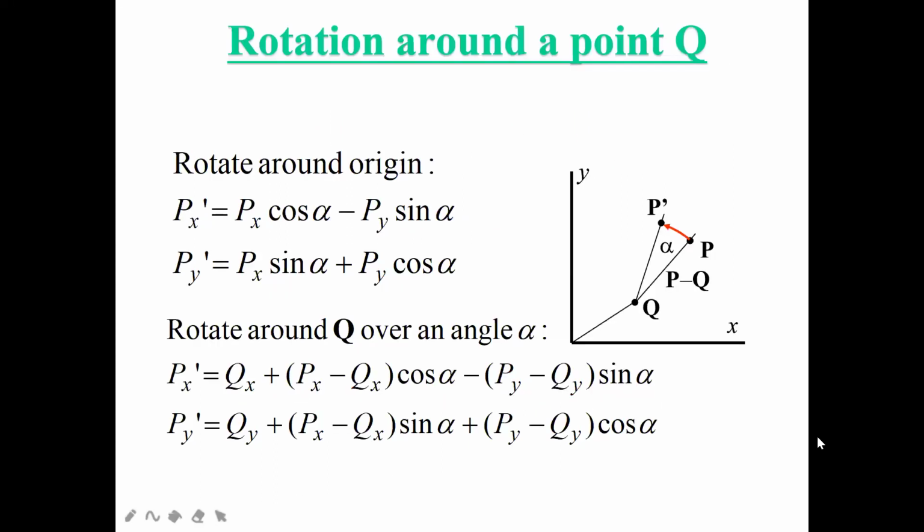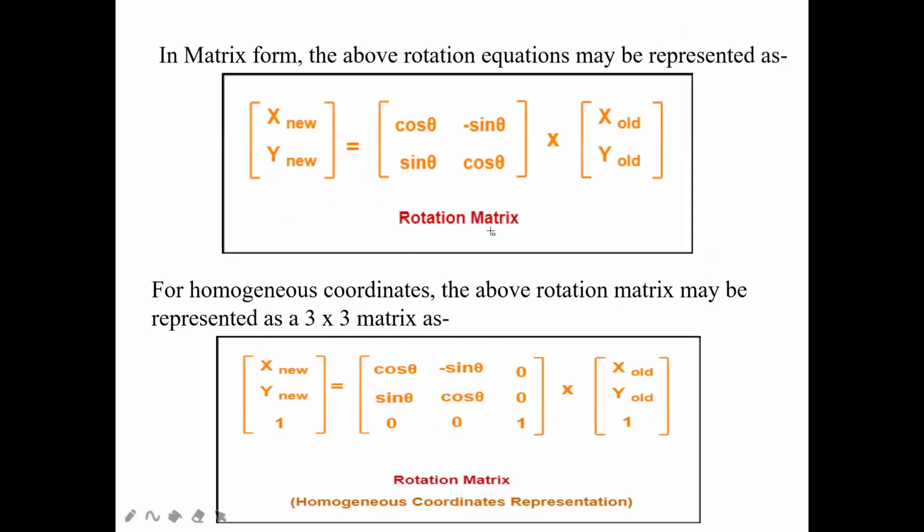Okay, here you have seen cos and minus sine, sine and cos, same thing. If I want to write it in matrix form, I'll just write x new, y new equal to cos theta, minus sine theta, sine theta, cos theta, multiplied with the old values of my x and y coordinate system, so x old and y old.